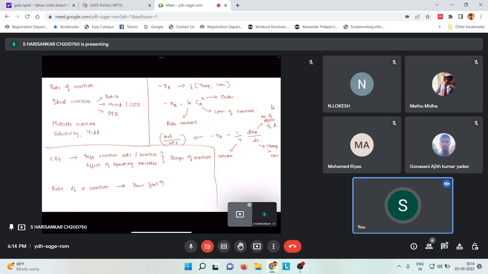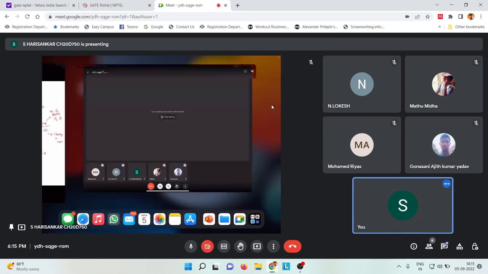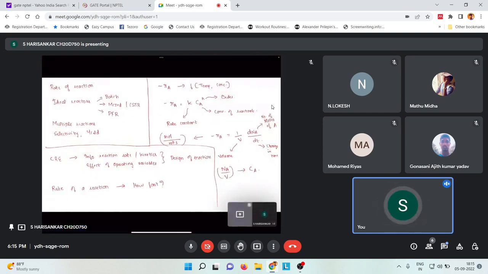And we can even go one more step. We have N_A by V, so basically the number of moles of A by volume will give you concentration of A. You can even check it in terms of the units. So we have the unit of N_A as mole per meter cube second, and the volume V. Oh, sorry, it's not mole per second.